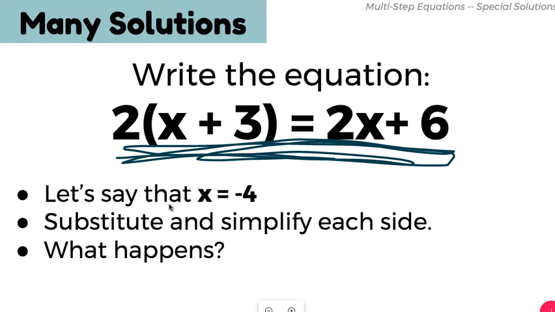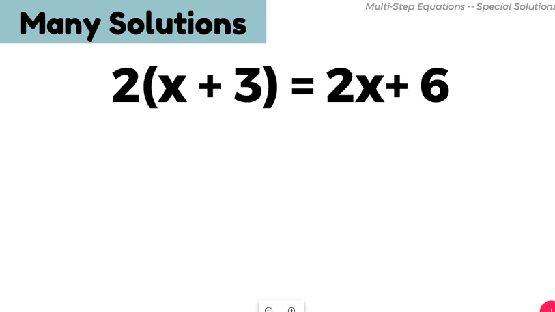And then I'm going to tell you that x equals -4. Together, we're going to substitute and simplify and see what happens. Okay, so you should have this copied down. And we're saying x equals -4. So every time I see an x, I'm going to substitute a -4.